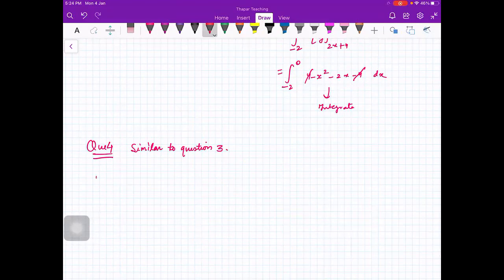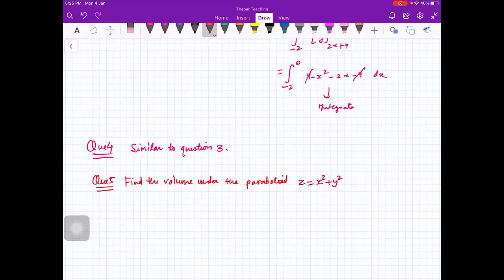Okay, so let us move to question number 5. Question number 5 is, find the volume under the paraboloid z is equal to x square plus y square, above the triangular region bounded by the lines y is equal to x, x is equal to 0, and x plus y is equal to 2.